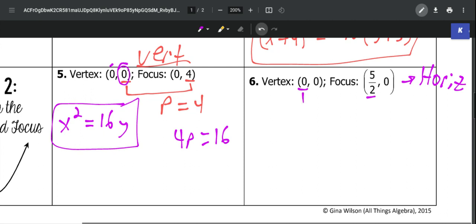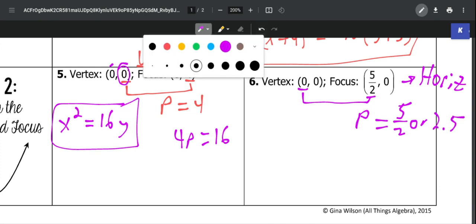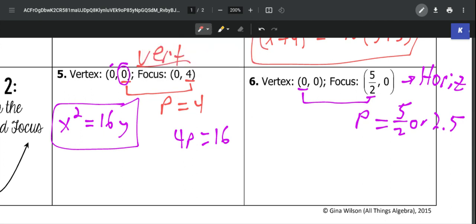Now, the distance from going from 0 to 5/2, that's what p is. So we'd be going positive here. We'd be moving right, essentially. So p would equal 5 over 2, or you could change that to a decimal if you wanted to. That would be what, 3.5? No, it'd be 2.5, I think. I can't remember. Yeah, it's 2.5. All right, so then if I were you, I would go ahead and establish what 4p is. So if p is 2.5, then 4p is going to be equal to 10, because 4 times 2.5 would just be 10.